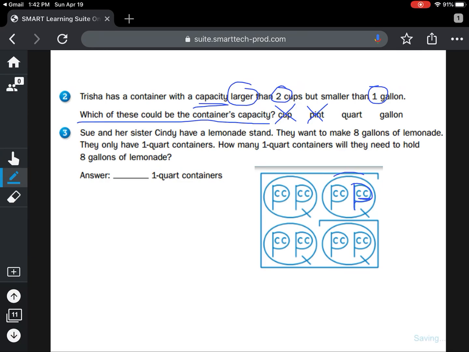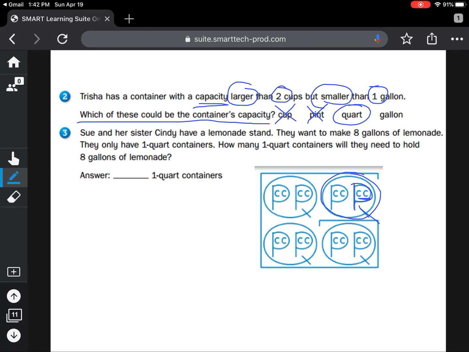So think about the big Q. Is the big Q larger than 2 cups? Yep, a quart looks like it can hold 4 cups. Is a quart smaller than 1 gallon? It definitely is, because it takes 4 quarts to equal a gallon. So could the container's capacity be 1 quart? Yes, it could, because 1 quart is larger than 2 cups, but smaller than 1 gallon.